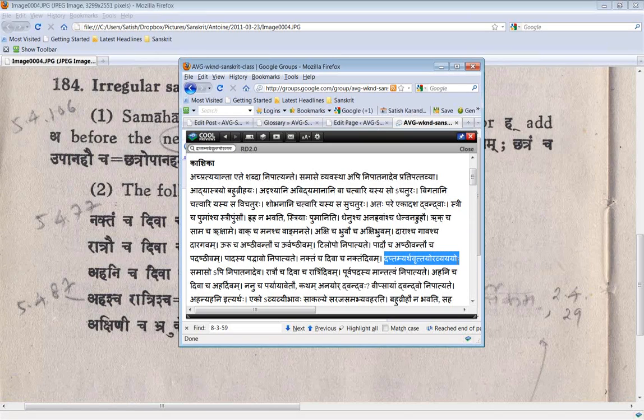Then how can we form a compound like that? These are already in the meaning of saptami. With this, at day and at night, how can we form a compound like that? But this can, because it's a charthya dvandva.